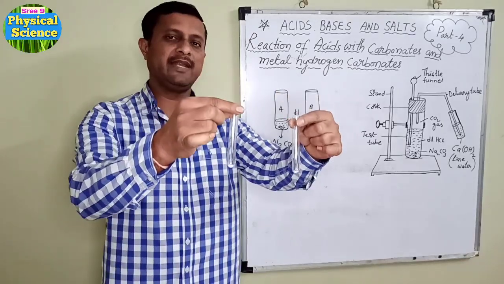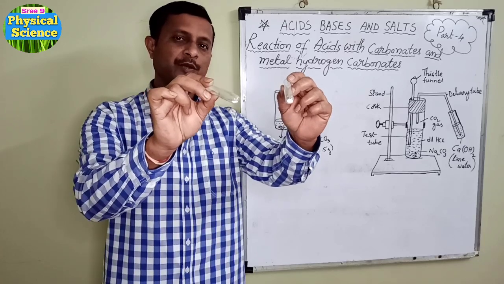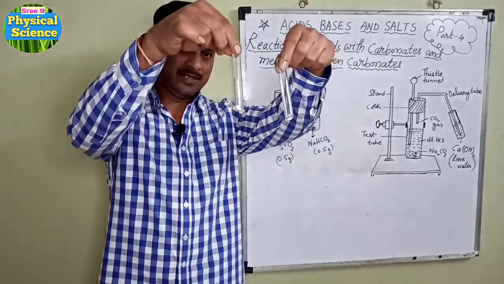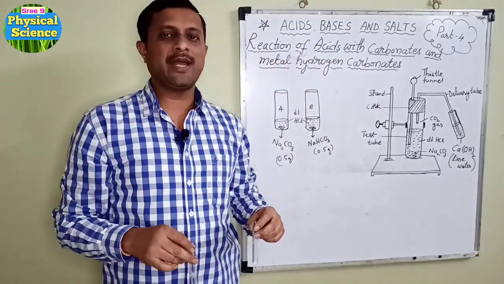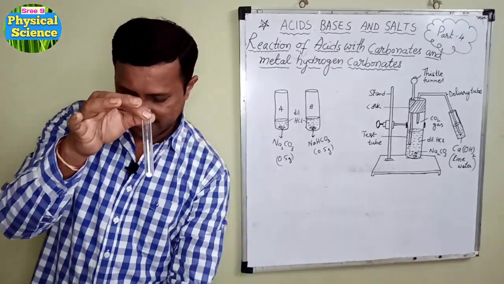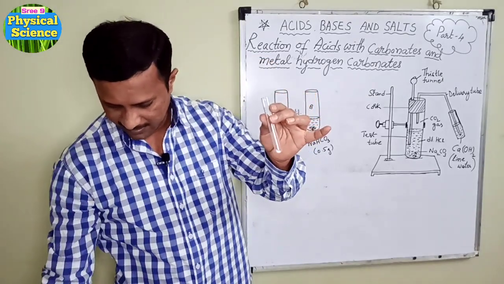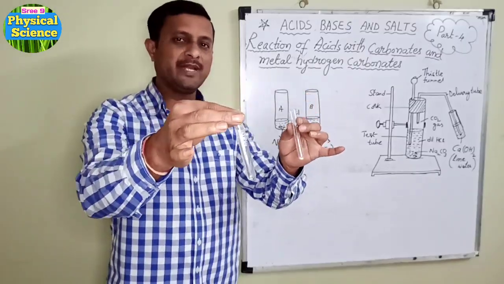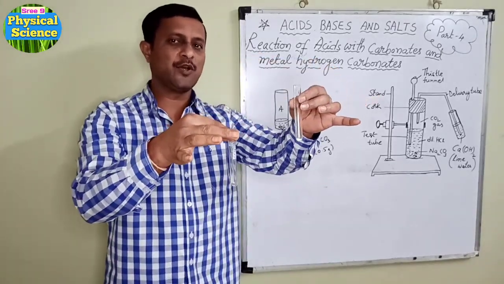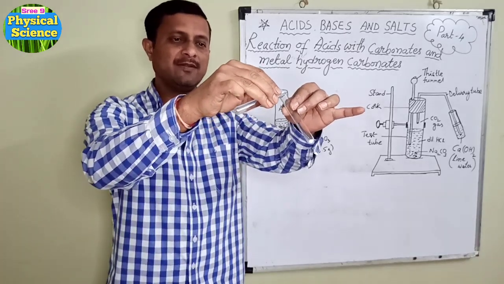See, here I have taken two test tubes, in which I have taken sodium carbonate and sodium bicarbonate. Now I am going to add dilute hydrochloric acid in the first one. So I am keeping the second down. Now just observe what is going to happen. This is dilute hydrochloric acid. This is sodium carbonate, that is test tube A, right? Now slowly I am adding. Just observe what is going to happen.